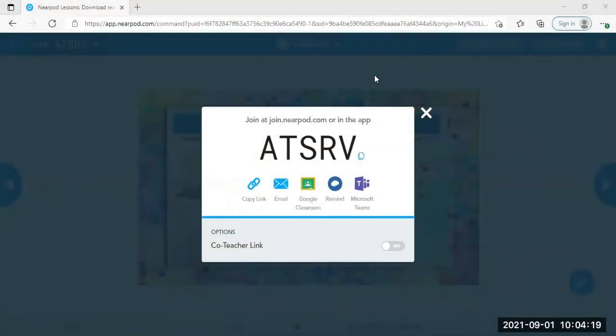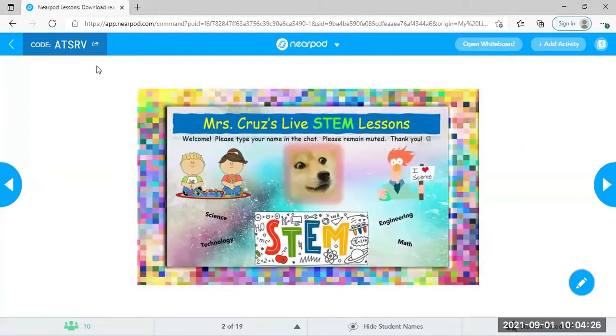NATSRV. Thank you for putting that in the chat. That is our code for the Nearpod. It's also at the top of my screen on the left. So if you still have our Zoom on, you should be able to see the code at the top left. Okay, let's see. I've got 10 people joined. You can join at any time.